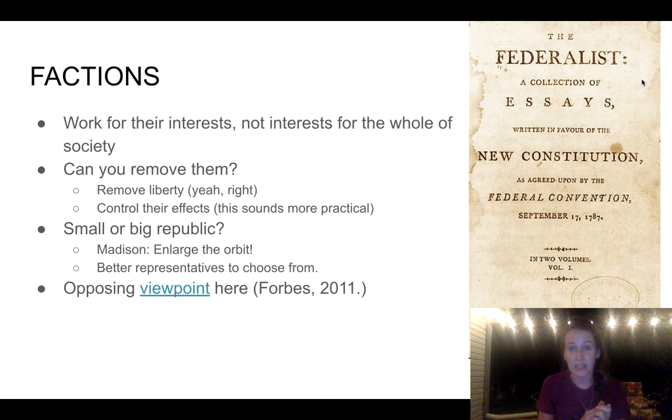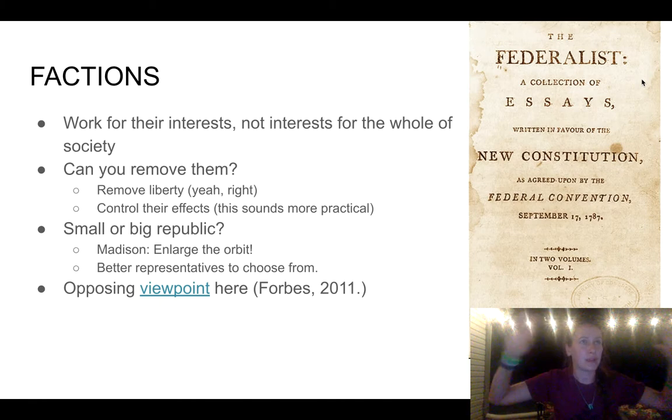dangerous effects of factions. So you need to pardon me because I don't really normally read from things I've written. But since we're setting a foundation, it's good to start getting the big ideas here.